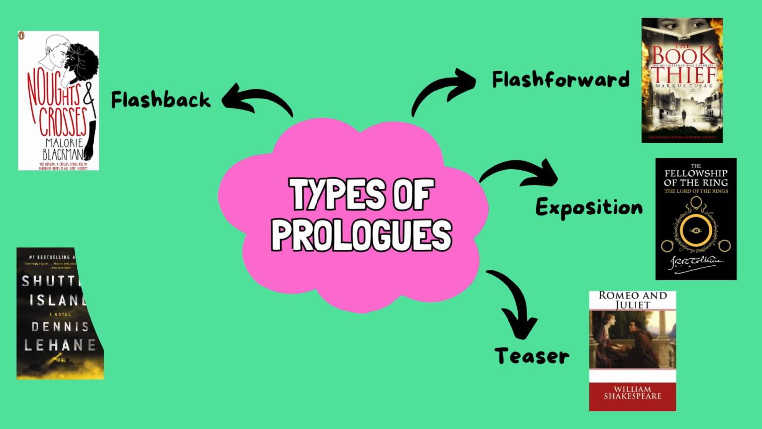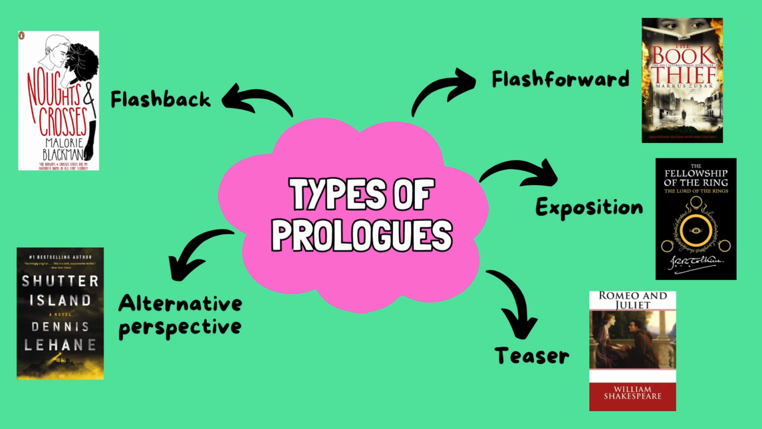And finally, an alternative perspective prologue offers a viewpoint from a different character or angle, providing unique insights or contrasting information to set up the main narrative. For example, in Shutter Island by Dennis Lehane, the prologue offers an alternative perspective by presenting the journal entries of Dr. Lester Sheehan, which provide insights into the island's history, its eerie atmosphere, and the perspective of a character who has a unique connection to its mysteries, setting a tone of psychological intrigue and foreboding for the rest of the novel.